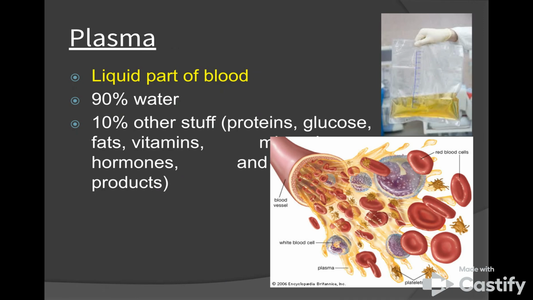90% of it is water. 10% is other stuff that's all dissolved. My slideshow is messed up here, but basically it's anything that could be in your blood. So any kind of dissolved nutrients like proteins or glucose, which is sugar, fats or vitamins, minerals, things like that. It also carries hormones around your body. So anytime that your body needs to send a chemical messenger to another part, that's a hormone. It also has waste products that get moved around. So any parts of your body that are doing respiration and creating these waste products, they're going to basically be moved through your plasma as well.